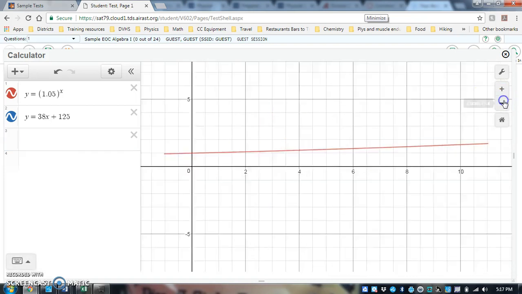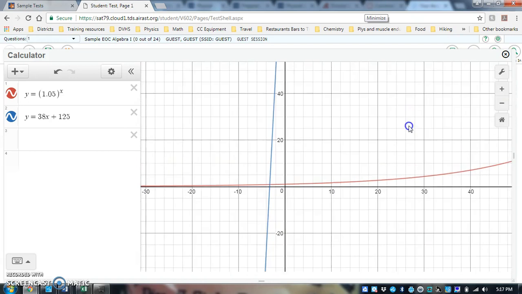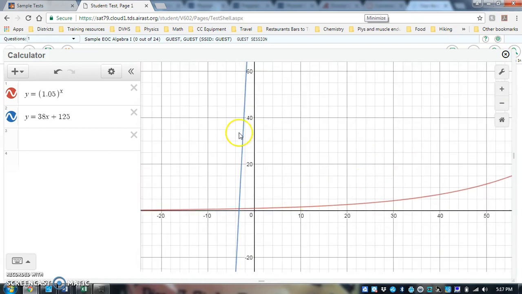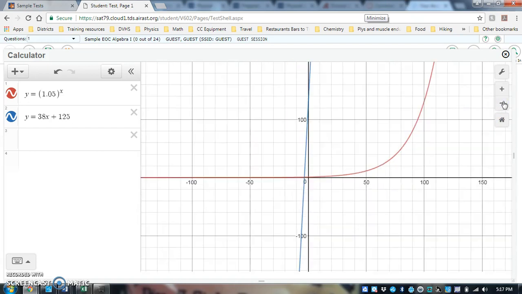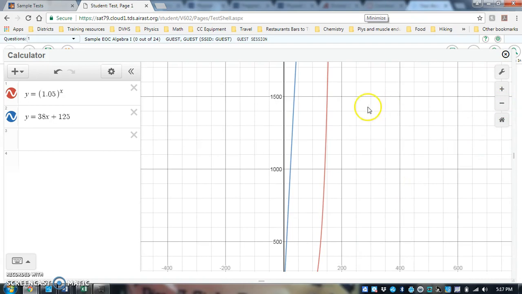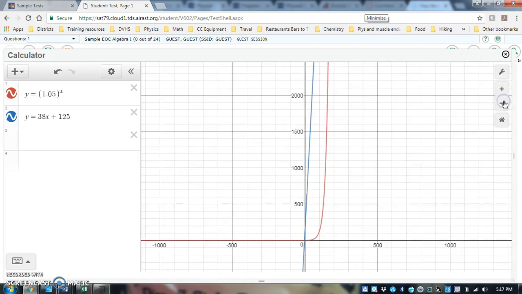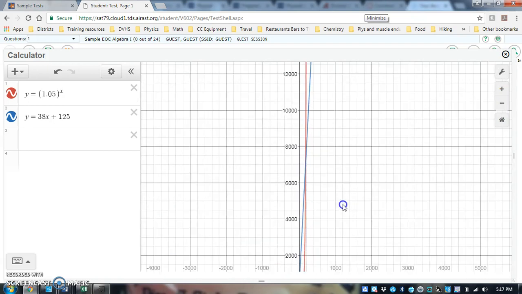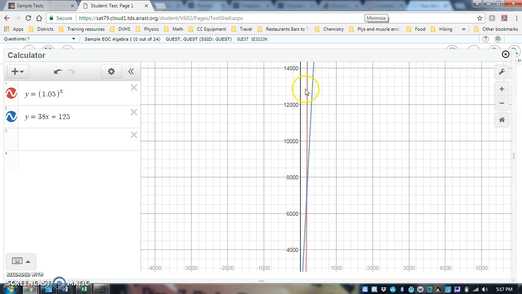and as I zoom out here, I see that initially, my linear function is greater than my exponential function, but let's just keep zooming out here. And eventually we're going to see that as I zoom out, my exponential is growing faster than my linear function, and eventually we see that the exponential function is greater than the linear function.